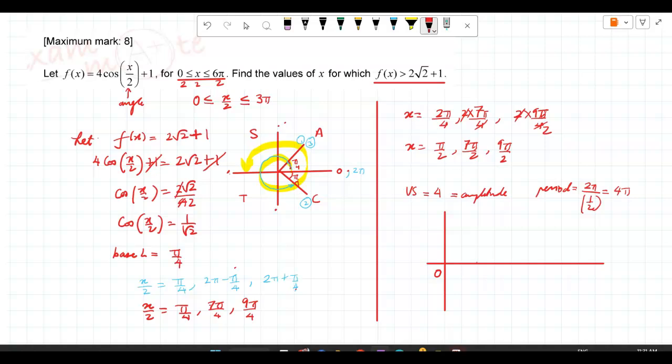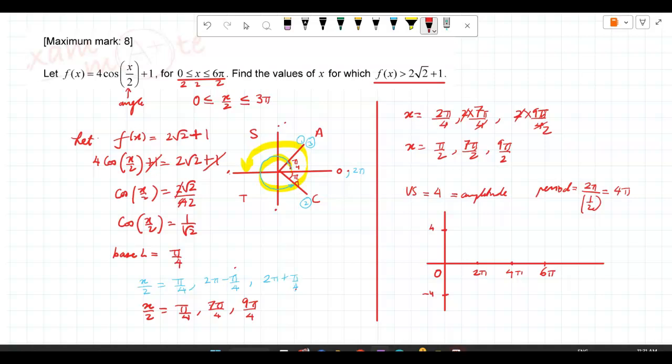Correct. This is 0, 2 pi, 4 pi. I have to go till 6 pi. Yeah, 6 pi. Amplitude is 4, correct? This is minus 4. So that means my graph that I'll be drawing.